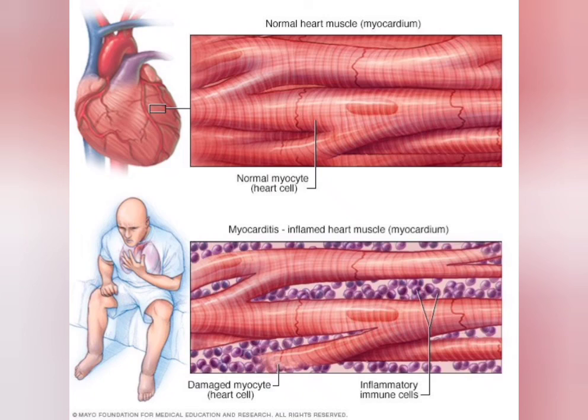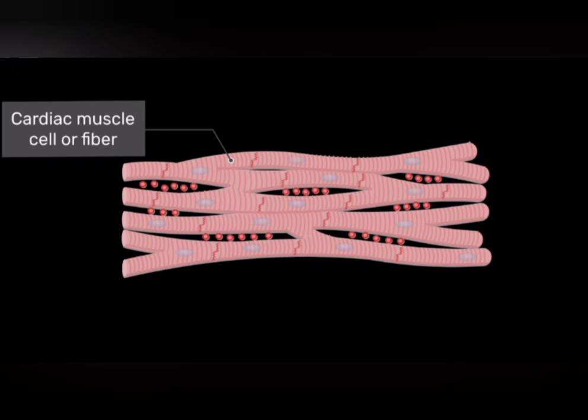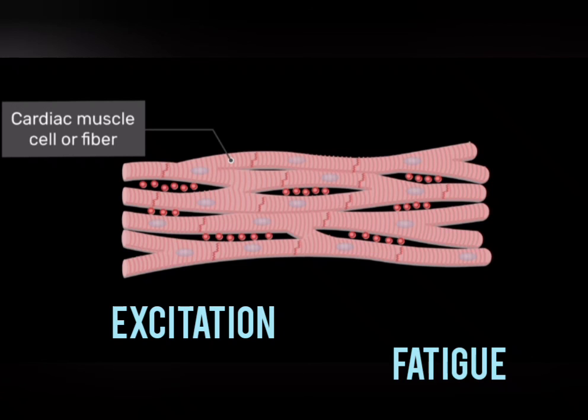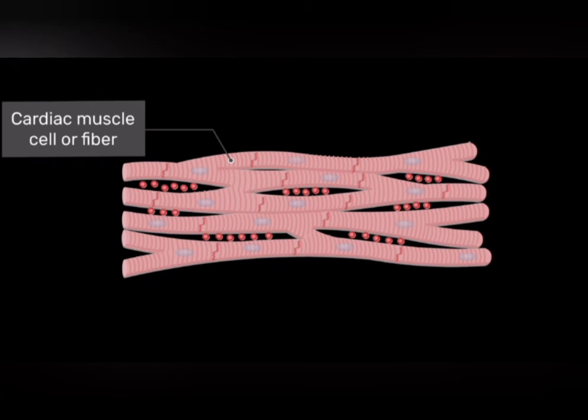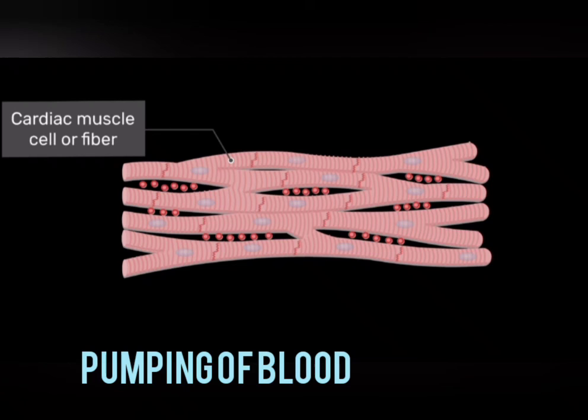Functions: number 1, involuntary. Cardiac muscles are involuntary in nature. Number 2, excitations. They generate their own excitation. Number 3, fatigue. Cardiac muscles do not get fatigued. They beat continuously and rhythmically. And number 4, pumping of blood. Contraction and relaxation of cardiac muscles cause pumping activity of heart.